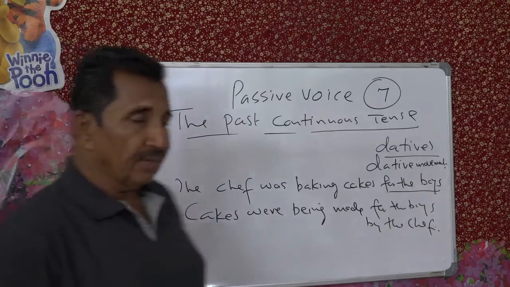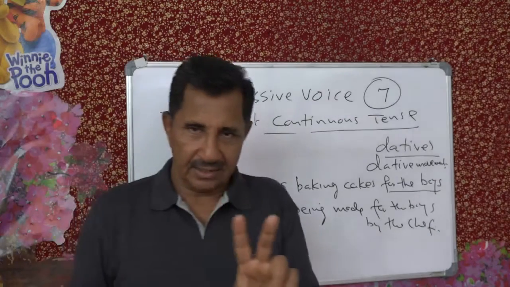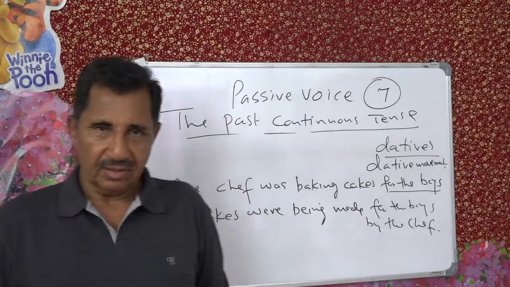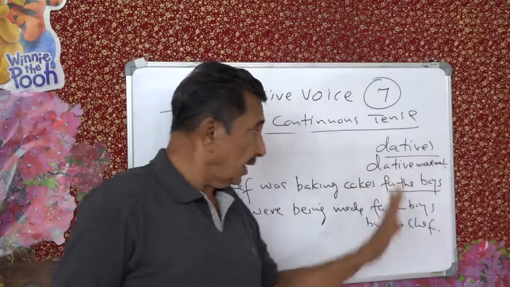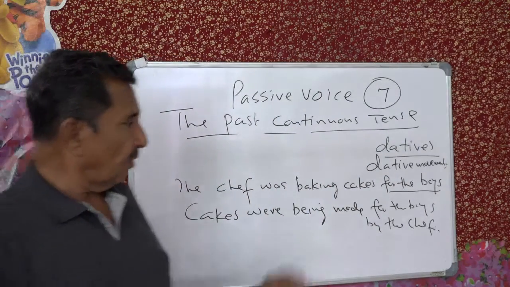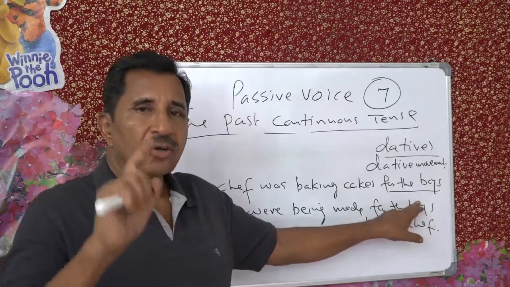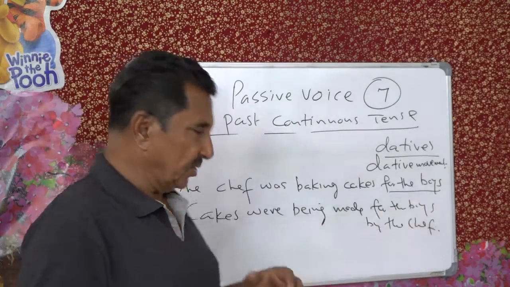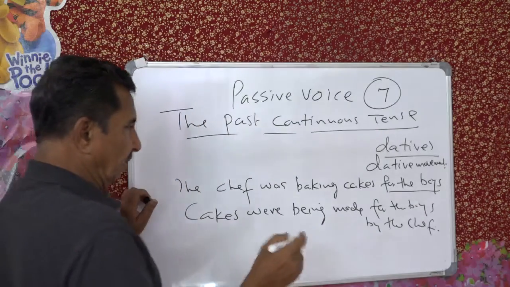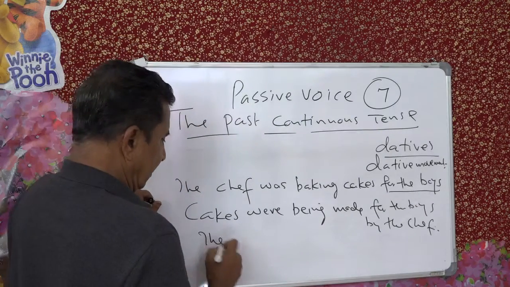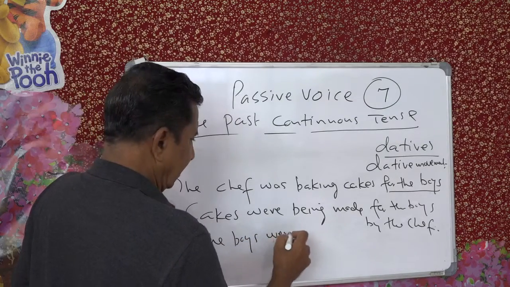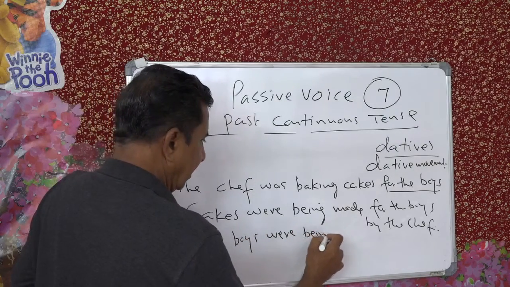When you have got two objects in a sentence, one is the direct object and the other is the indirect object. So when you have got for and a dative, say for the boys, then don't start the passive with the boys. Suppose we start, what will happen? The boys were being baked.